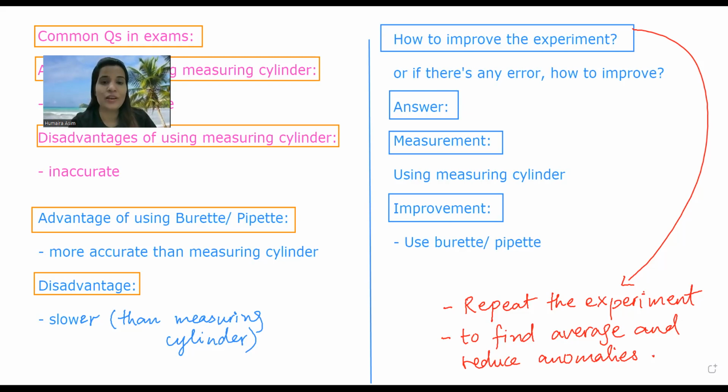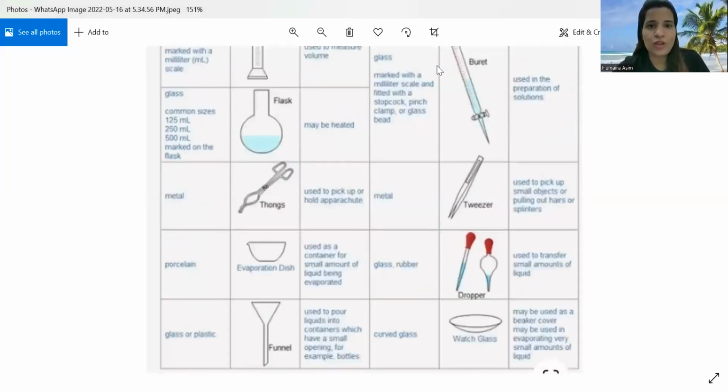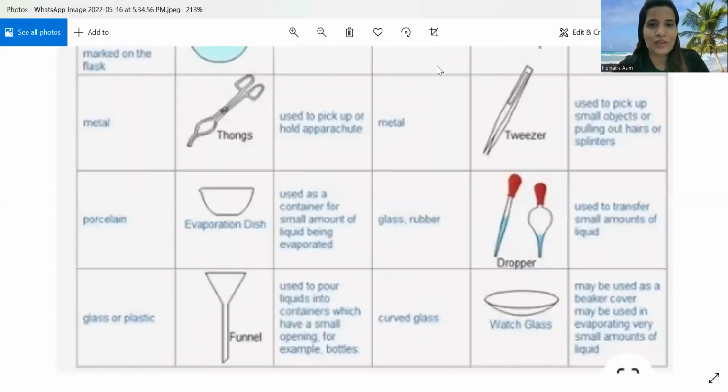Now let's get back to our apparatus list, where we were talking about more apparatus. Since we are back to our apparatus list, we have already discussed the advantages and disadvantages of using burette, pipette and measuring cylinder. Here, what do we have? We have a pair of tongs, right? This is used to pick up or hold something.